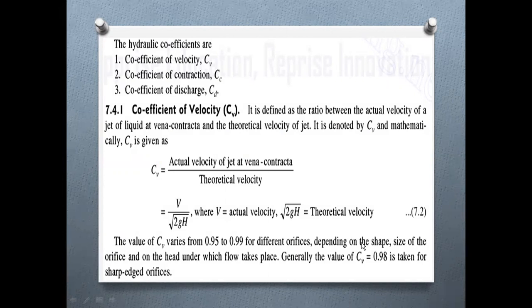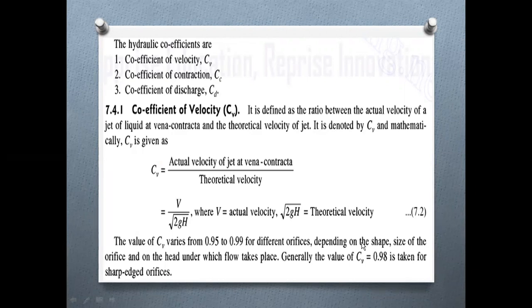First, the coefficient of velocity. It is denoted by CV. It is defined as the ratio between the actual velocity of the jet of liquid at vena contracta and the theoretical velocity of the jet. Mathematically, CV is equal to the actual velocity of the jet at vena contracta by the theoretical velocity, which is equal to v upon under root of 2gh, where v is the actual velocity and under root of 2gh is the theoretical velocity.